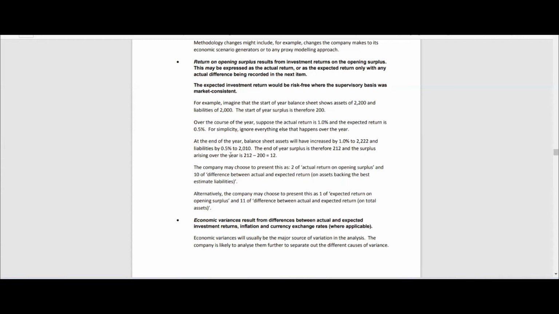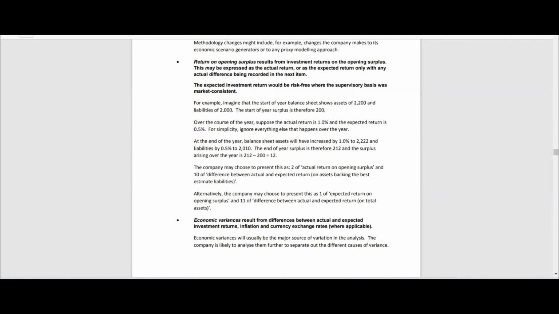What do we mean by mathematical reserve? The mathematical reserve is our liability. So here you see that the end of the year surplus is 212. Your liabilities increased by the expected rate, which was 5%, and your asset increased by the actual rate, which was 1%. At the start of the year, the asset was 2200, liabilities were 2000, so the start of the year surplus was 200.